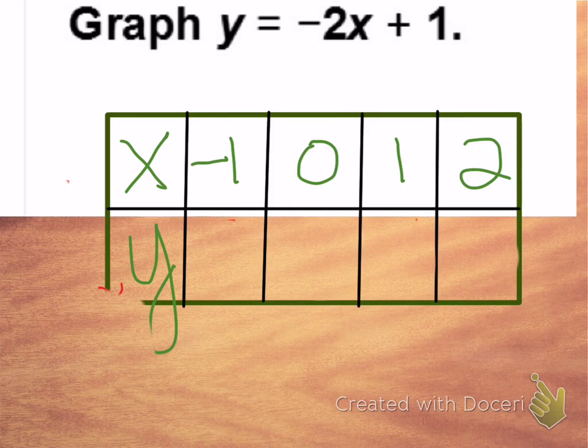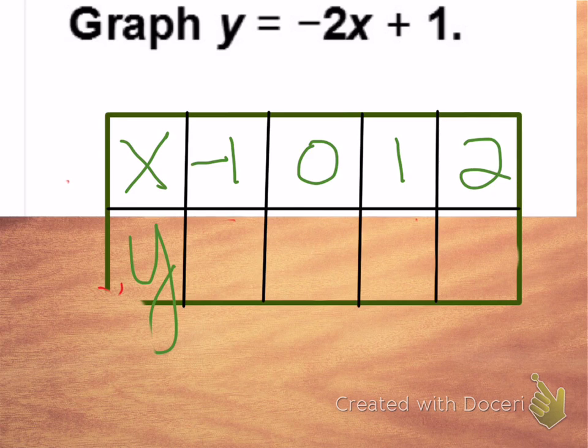Today I'm going to show you how to graph linear equations. Linear equations form a line. So we're going to choose numbers for the input. In this example, I just chose -1, 0, 1, and 2 for my input values, which are my x values.